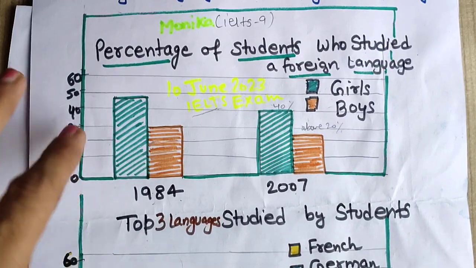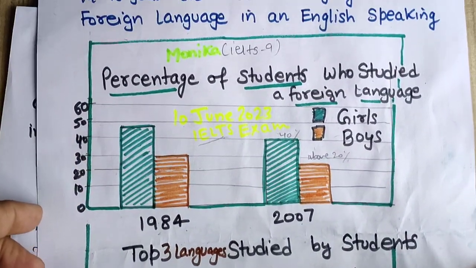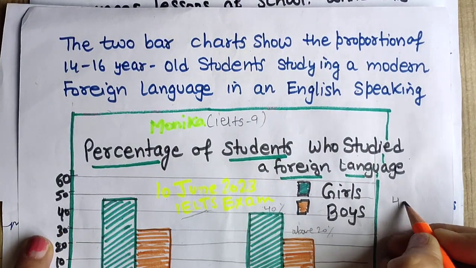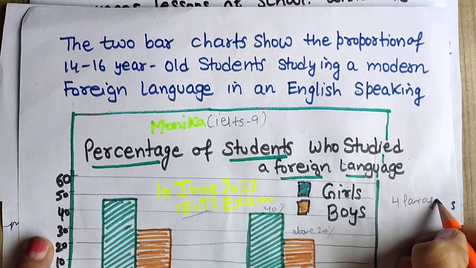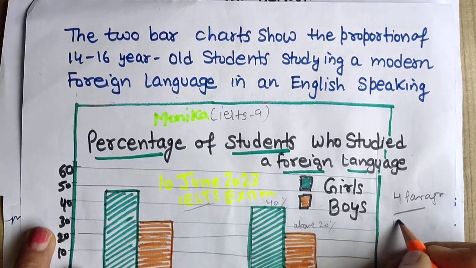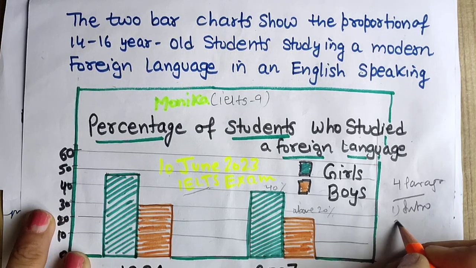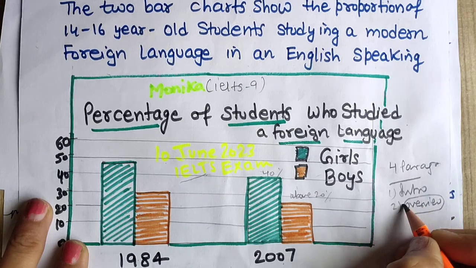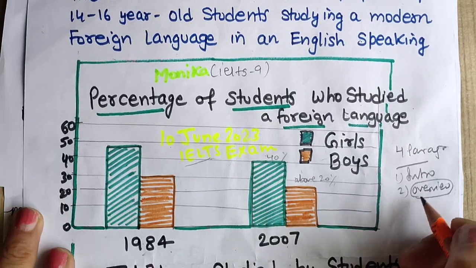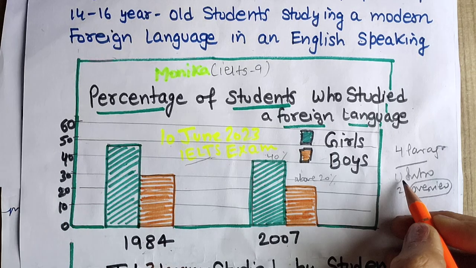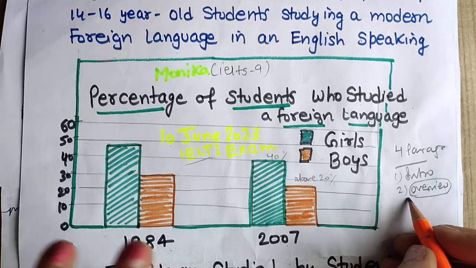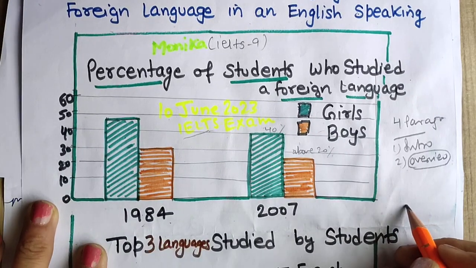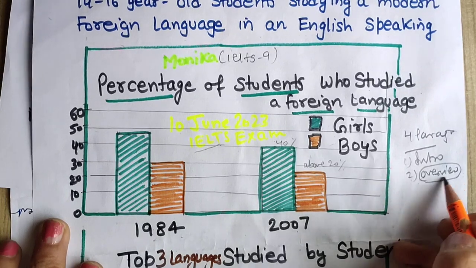How can we write the introduction? Let me show you. As you know, we have to write how many paragraphs? 4 paragraphs. First is introduction, second is overview paragraph. Many IELTS test takers are confused whether we should write the overview after the introduction or at the end. It all depends, wherever you want, but it should be after the introduction, or you can write it at the end. So this is the sequence.